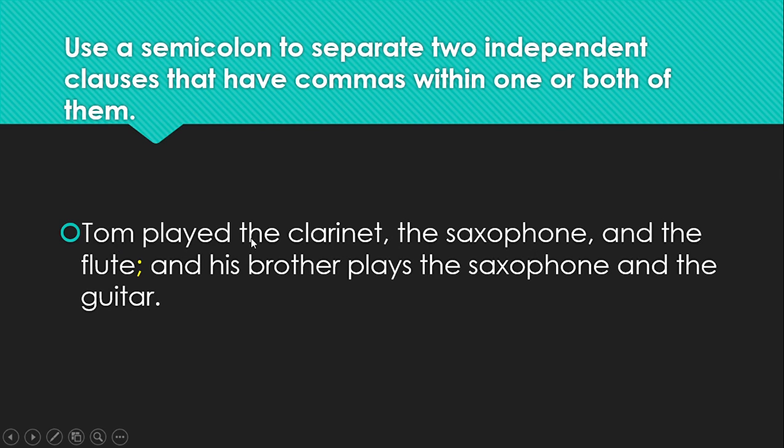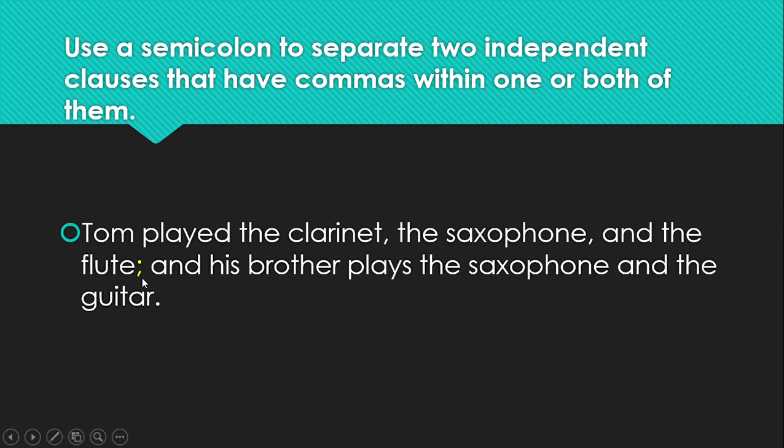Because if you had Tom played the clarinet, the saxophone, and the flute, comma, and his brother plays the saxophone and the guitar, that's just too long. But at the same time, they are related, so you don't necessarily want to break them up. So I think using a semicolon in this case is a really good idea.